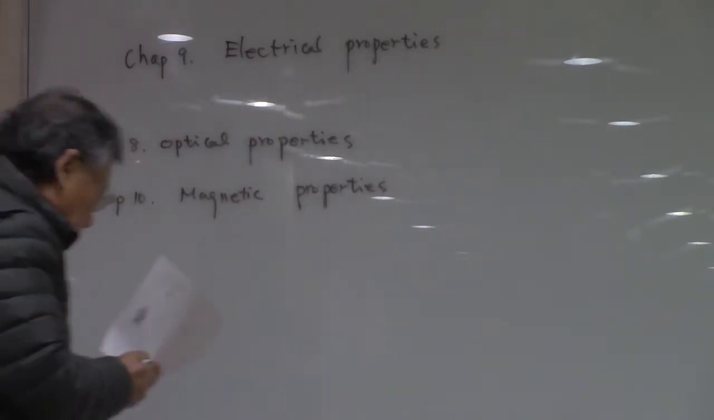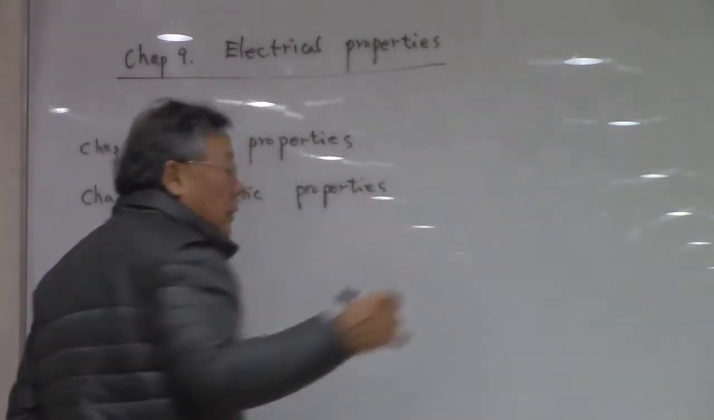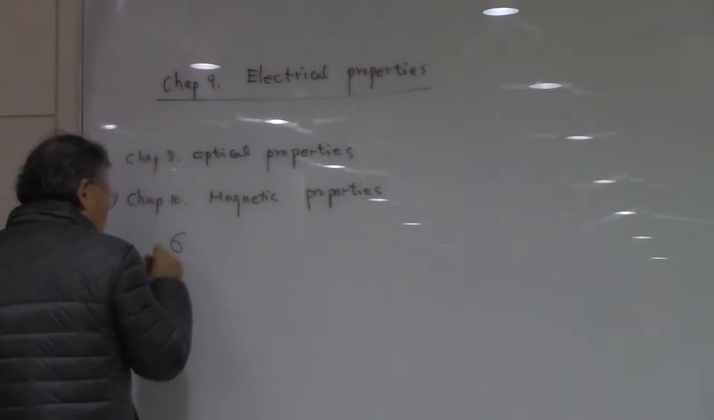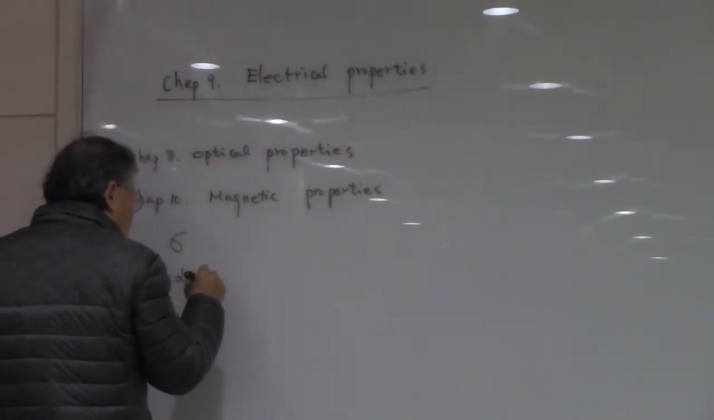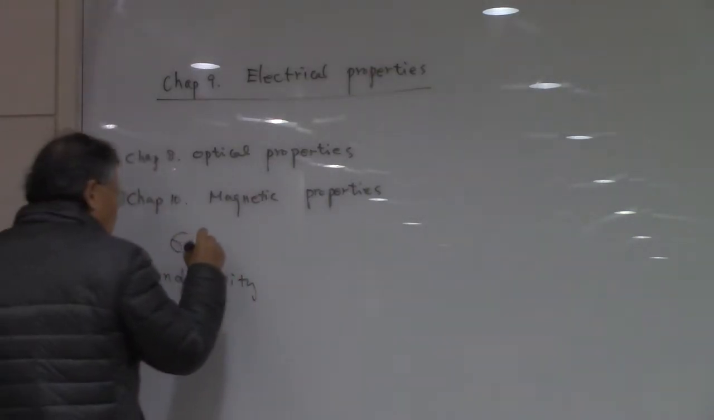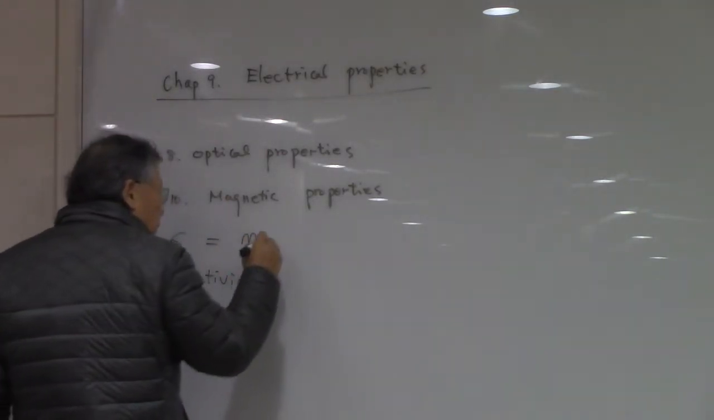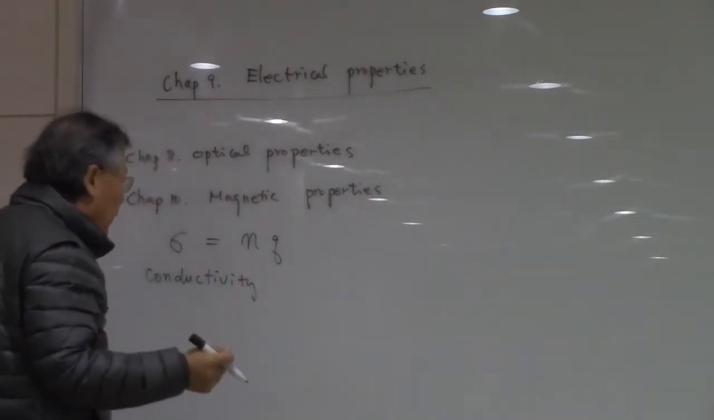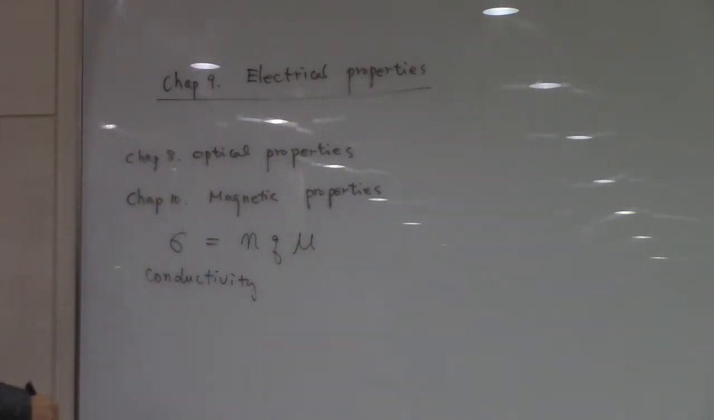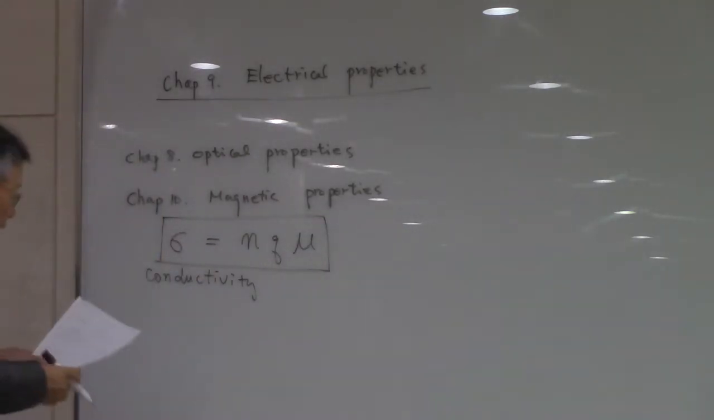Okay. Well, if you want to talk about the electrical properties of the solids, then naturally you have to talk about the conductivity of the material. Now, the conductivity of the material is the number of free carriers, and then the charge each free carrier has, and then mobility. That is the general equation for the conductivity of any material.